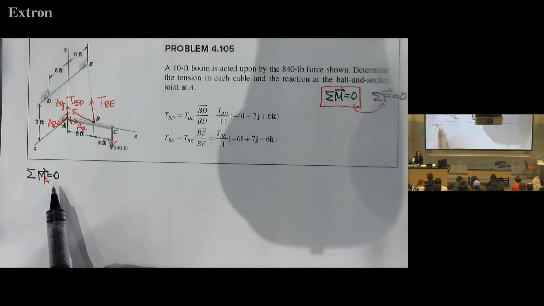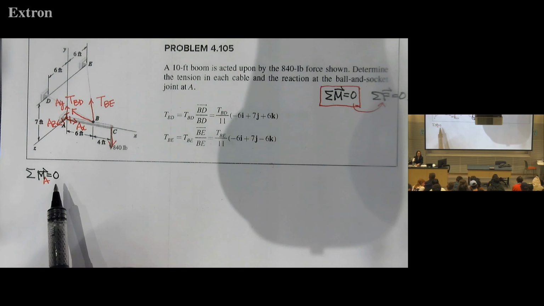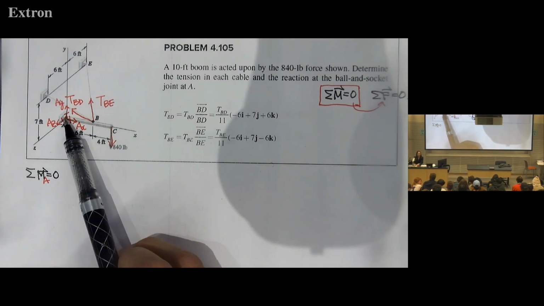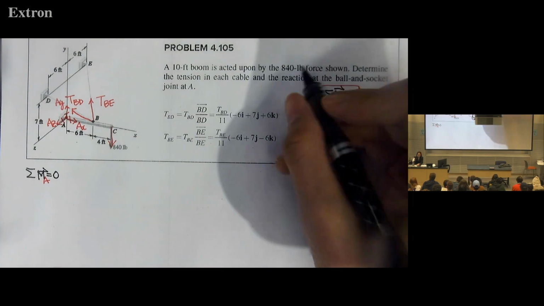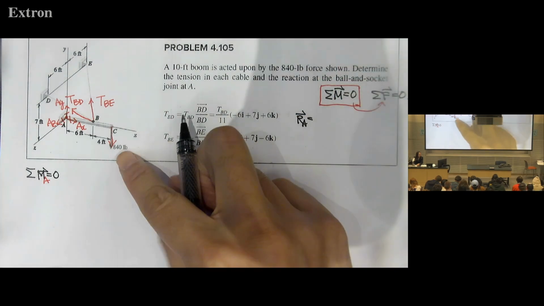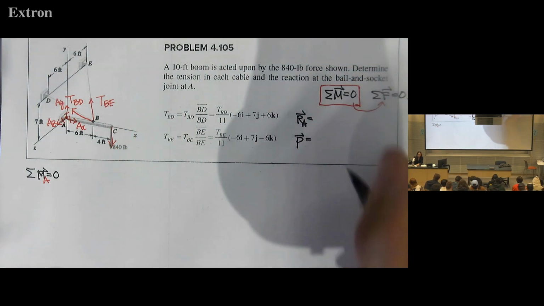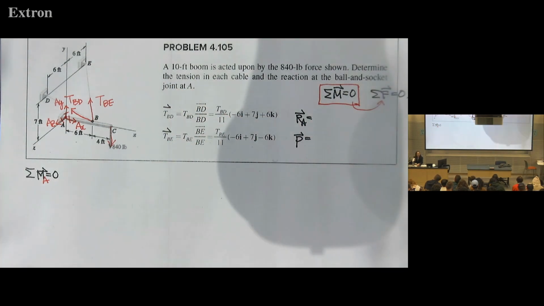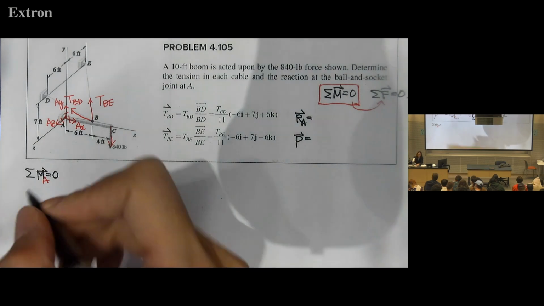Okay, and now we need to count all the 3D moments from the system. So 3D moment, R cross F. And how many forces do we have? 1, 2, 3, 4. Let's use the reaction at A as RA, one force vector, and this one as one force vector P. Then there are 4 forces, and 4 moment terms, right?